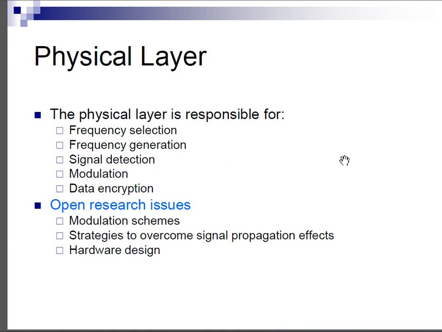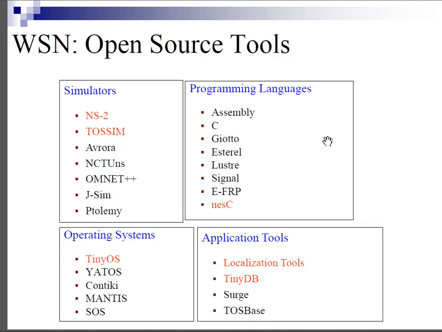The lower layer, the first layer, we call the physical layer. It is responsible for frequency selection, frequency generation, signal detection, modulation, data encryption, and in fact converting the data to 010101. We can have open research issues here, like modulation schemes, strategies to overcome signal propagation effects, hardware design, and so on. As you can see, we are connecting to the hardware. That we call the physical layer.